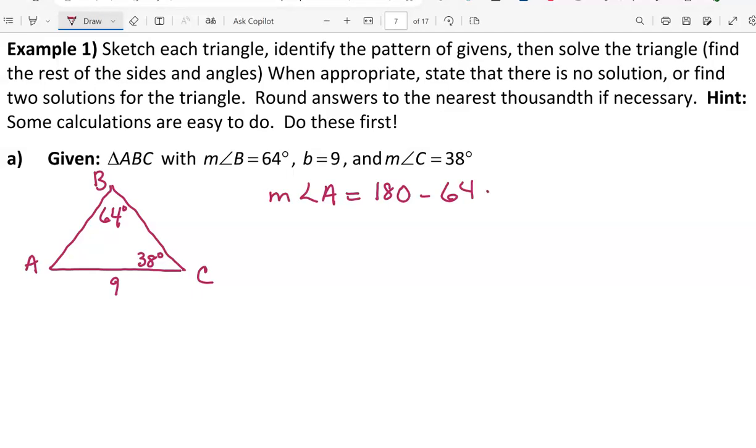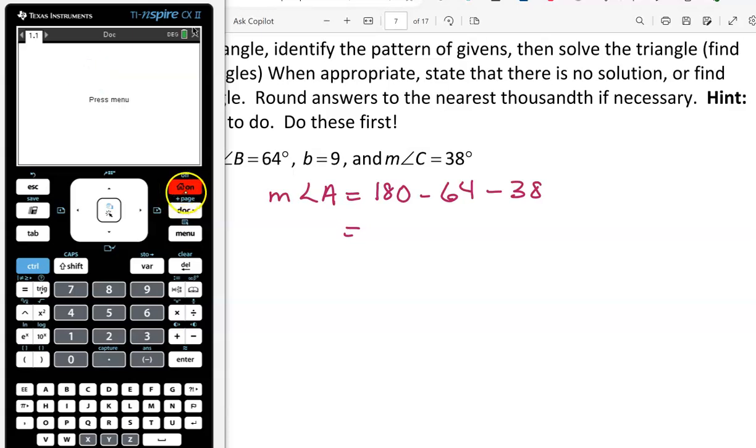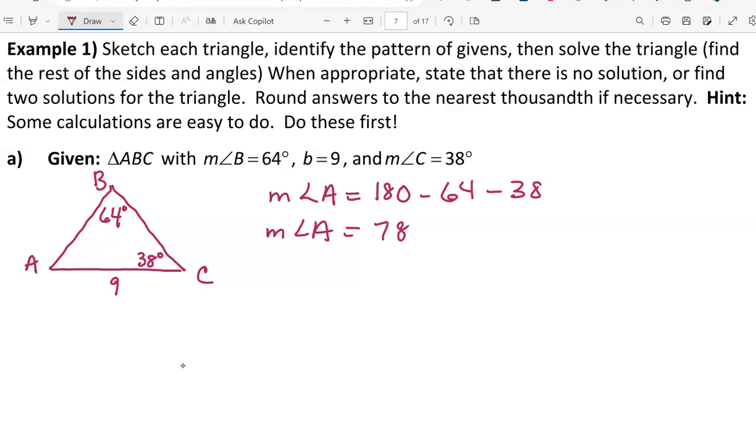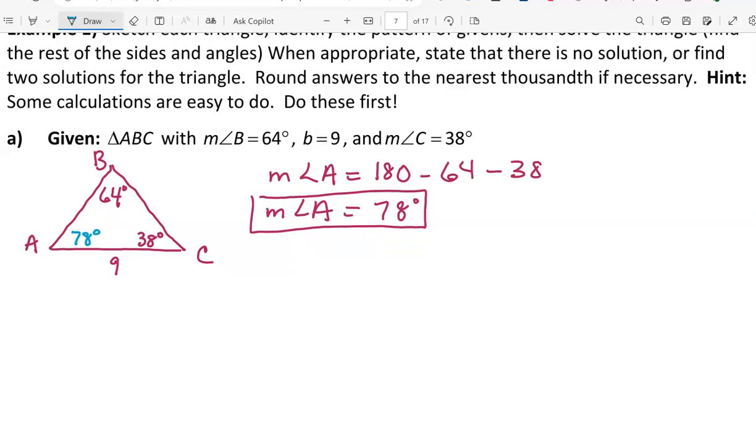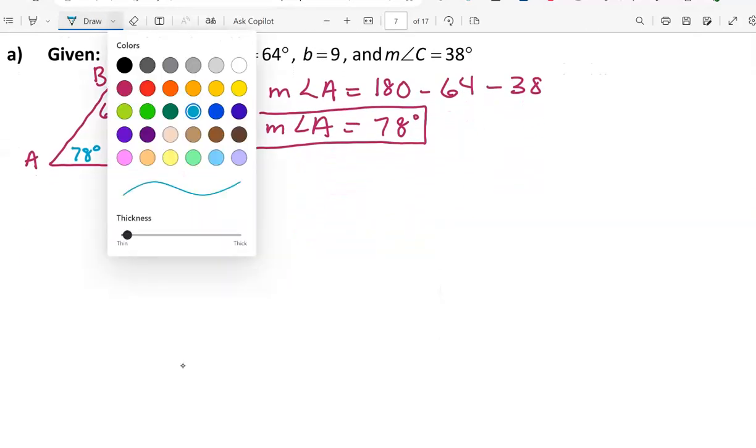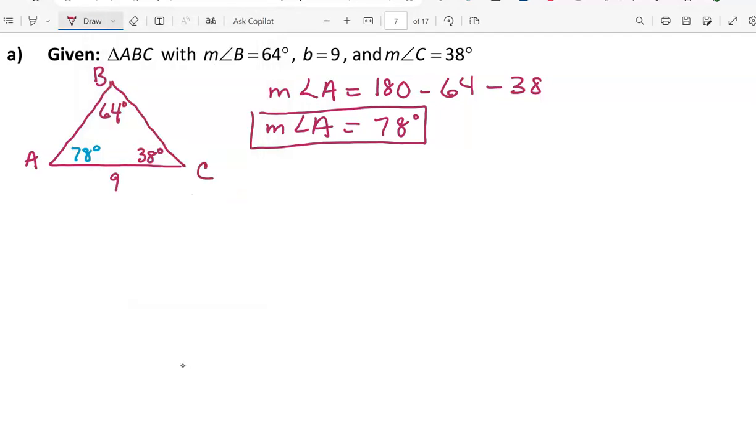So that will be 180 minus 64 minus 38. And I'm going to grab my calculator and do that calculation. So we want to grab a calculator page there. 180 minus 64 minus 38 is 78 degrees. So the measure of angle A is equal to 78 degrees. I'm going to go ahead and circle things as I find them. I'm also going to put these measures in my diagram so that we can make sense of them and identify if this is a reasonable solution. All right, next thing we need to do is find the missing sides now that we have all three angles, and we'll do that by using the law of sines.